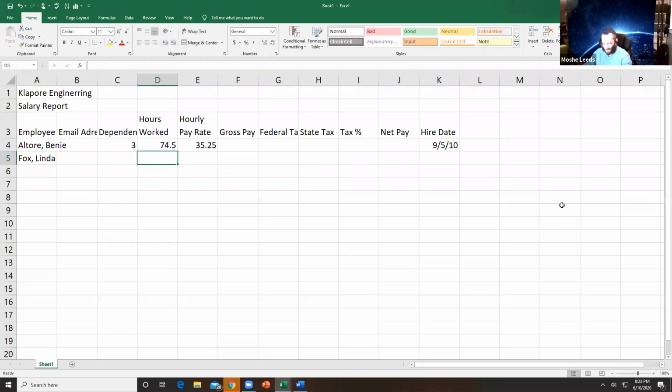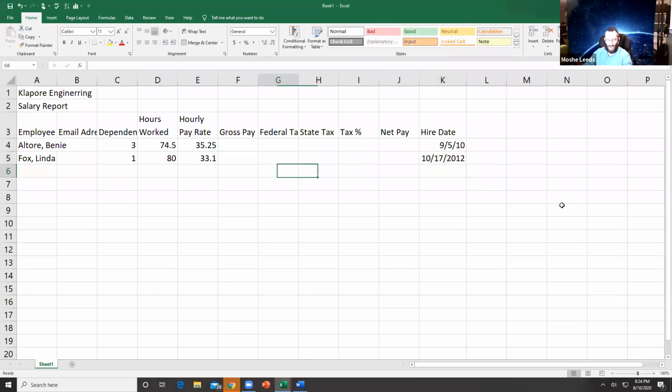Okay, Linda Fox, she has one dependent. She worked 80 hours. She gets 33.10 an hour, and she was hired on 10/17/12. Now, if you notice, I haven't converted that date yet. I'm going to wait till the end, so I'm going to change all of them at the same time, which is just much easier instead of doing each one by itself.